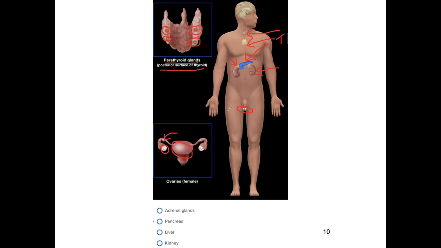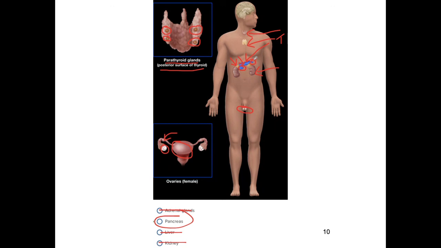So what do we have left? This blue structure. Is it the adrenals? No. Is it the liver? No. Is it the kidneys? No. It's the pancreas. The pancreas has a head, it has a body, and at the end it has a tail. And the pancreas is involved in regulating blood sugar. It can increase or decrease blood sugar. When we get into the endocrine system, we'll talk about how that happens.